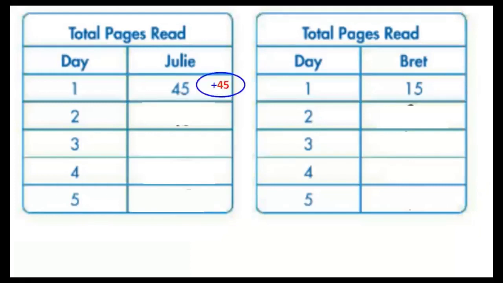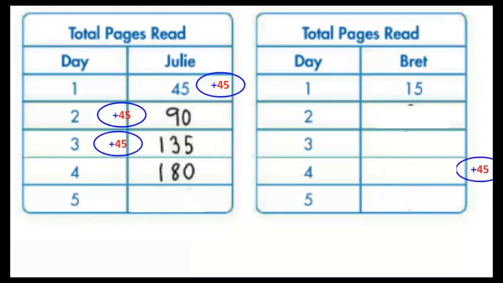So 45 plus 45 equals 90. If we continue to extend the table, my dear, you are also going to add 45 plus 90 to get 135, plus 45 equals 180, plus 45, sure, 225. So this is how to fill the table according to the rule that belongs to the girl. Each day she read 45 pages, so each time she will increase by 45 pages. So you will add 45 each time to get the next one.